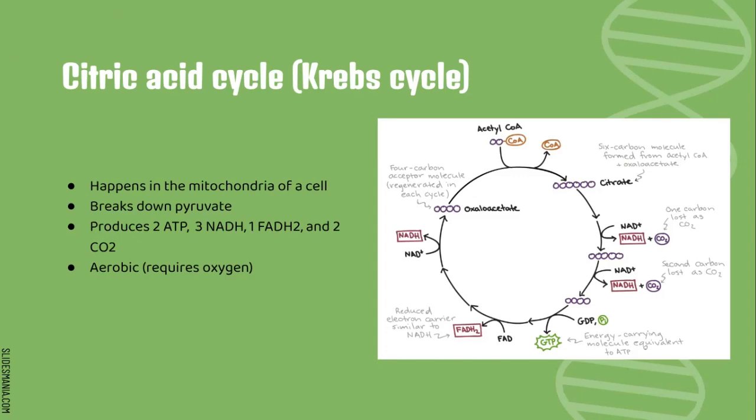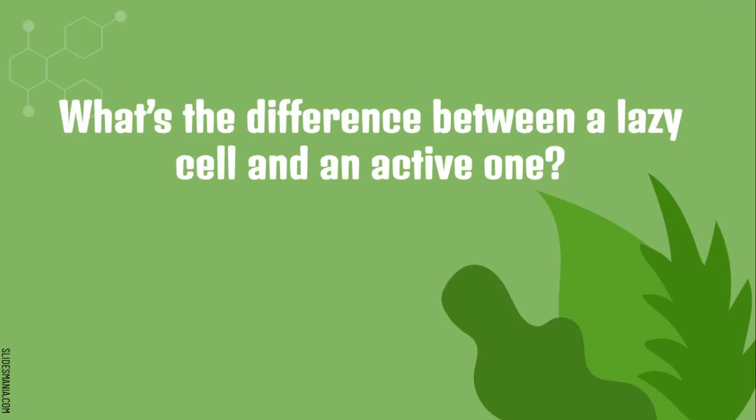Next is the citric acid cycle, or the Krebs cycle. It happens in the mitochondria of a cell, and it works by breaking down pyruvate. And when it produces 2 ATP, it produces 3 NADH, 1 FADH2, and 2 CO2 as well. And it's aerobic, which means it requires oxygen.